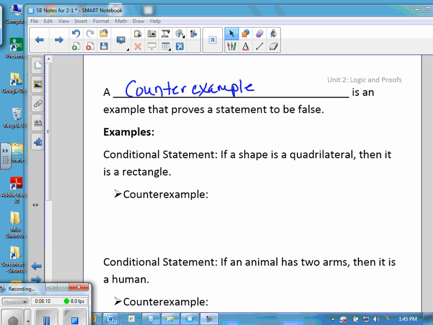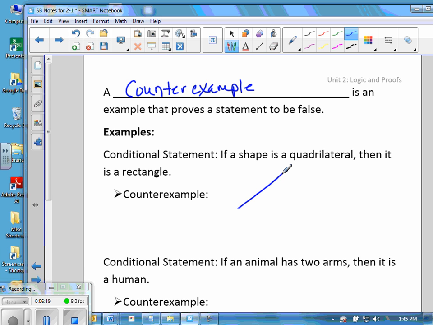Our conditional statement says if a shape is a quadrilateral, then it is a rectangle. A quadrilateral simply has 4 sides. So if I draw any 4-sided figure, now let's make this even more dramatic. Let's say I draw something like this. This is clearly not a rectangle, but it is a quadrilateral. That makes this statement false.